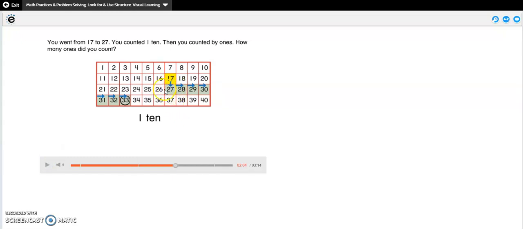Okay, so we counted by 10, and then we started by ones. We can tell because we went down the column for the tens, and now we're going across the rows for the ones. So let's count how many spaces we moved across the rows. Let's count the arrows. 1, 2, 3, 4, 5, 6. So it looks like we moved 6 ones. 28, 29, 30, 31, 32, 33. You counted 6 ones.